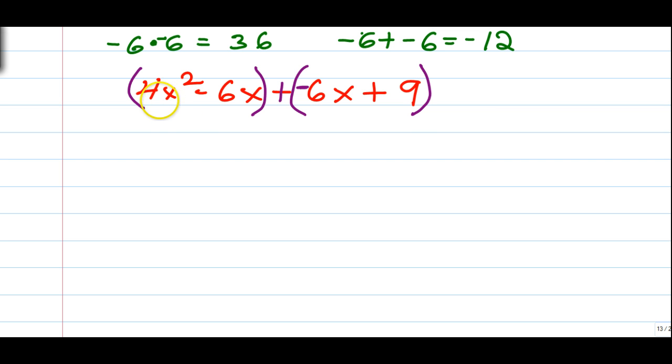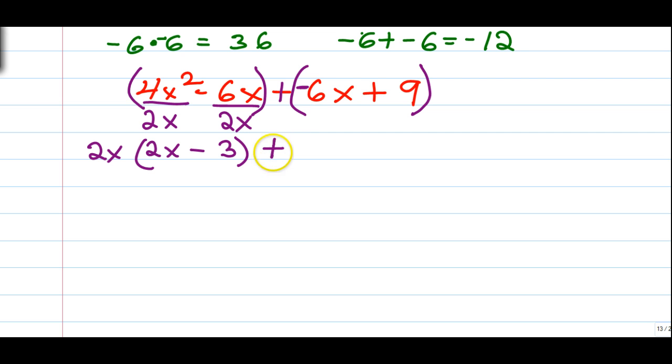Alright, now looking at this first one, I see that I can divide out a 2 from the 4 and the 6. I can also divide out an x, because each one has an x to give. So this rewrites as 2x, leaving inside a 2x minus 3. Carry down my plus sign.